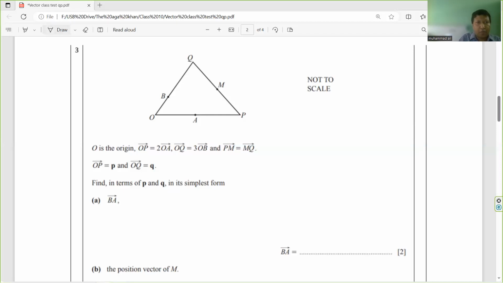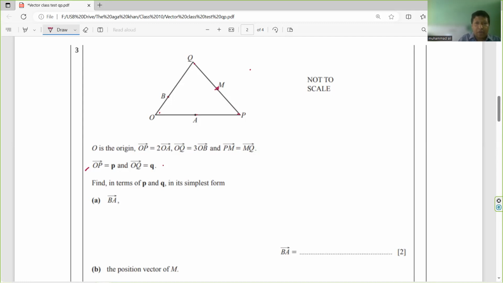Number 3. O is the origin. OP equals 2OA and OQ equals 3OB. That means if you multiply OB by 3, you will get OQ, and PM equals MQ. That means M is the midpoint of PQ. They gave us OP equals P vector and OQ equals Q vector. Find, in terms of P and Q in its simplest form, BA.